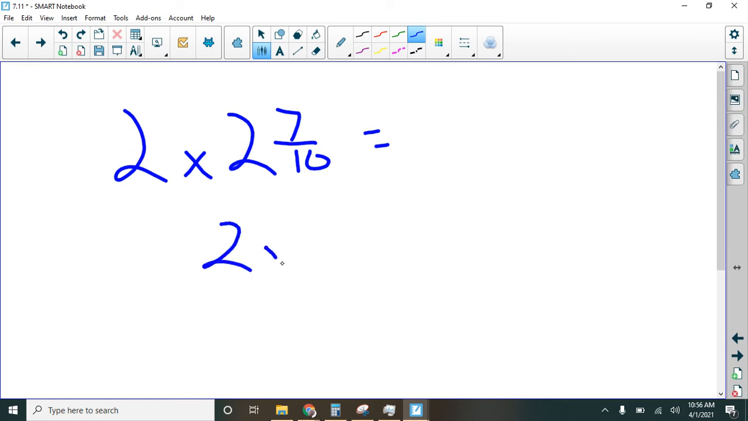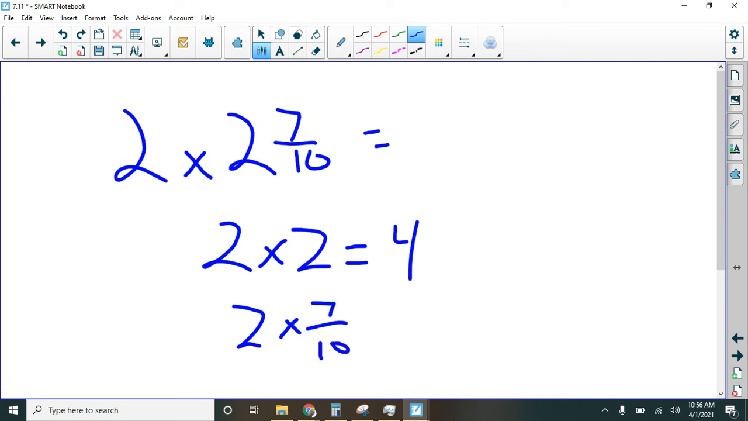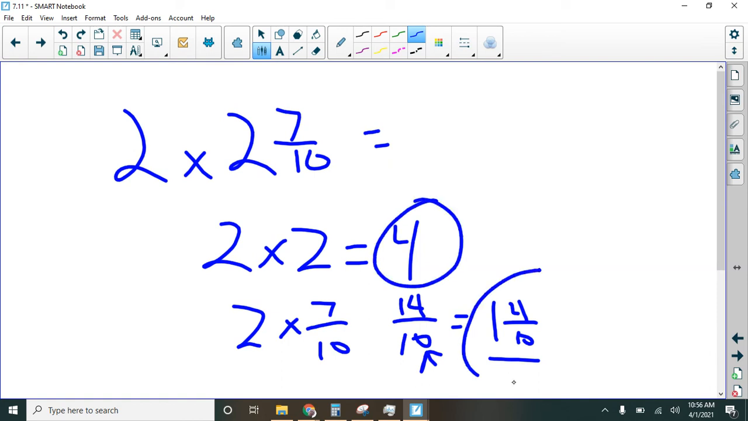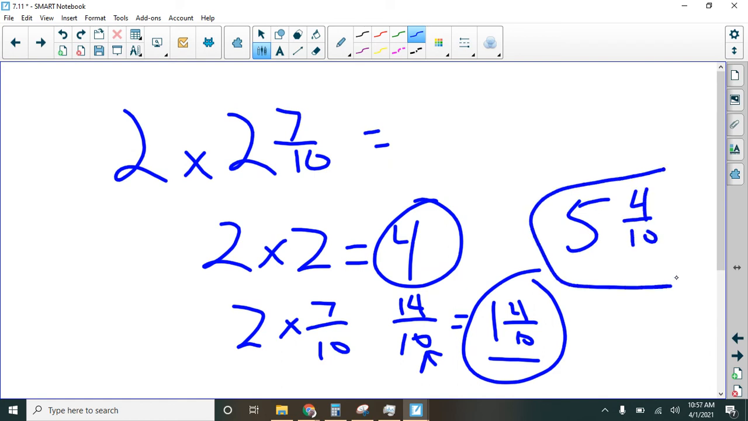Let's check. 2 times 2 equals 4. 2 times 7/10. 2 times 7 is 14. 14/10, but we need to get it out of there, right? How many 10s are in 14? 1, and then 4/10 left over. Remember, this 14/10 is the same as 10/10 plus 4/10. Well, 10/10 is 1 whole. So now we're going to put these two together and get 5 and 4/10. There is our answer. That's pounds, right?